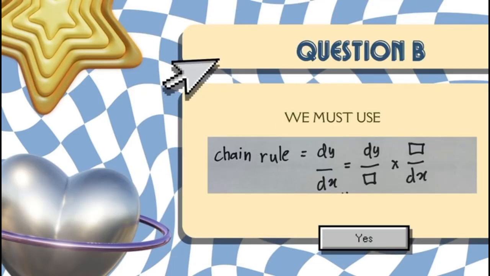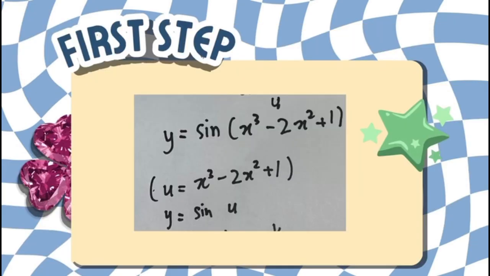Next, let's solve question B. Since this is a composite function, we must use the chain rule. First step, we identify the inner and outer function. So let's set the inside function as u equals x cubed minus 2x squared plus 1.